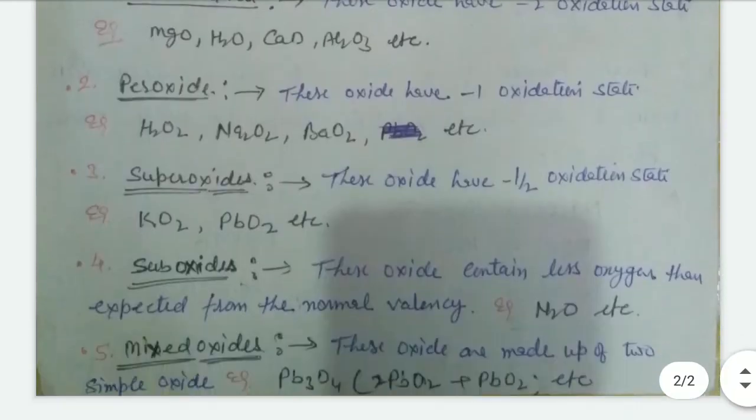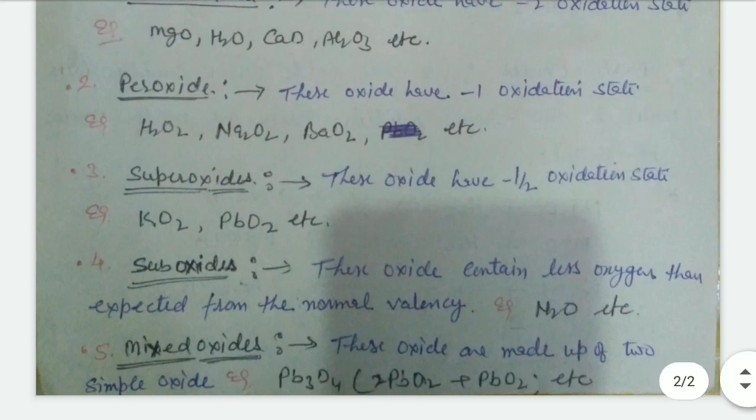And these are superoxides. Those oxides have a -1/2 oxidation state, like potassium superoxide. These are some common examples of superoxides. And another is suboxide. These oxides contain less oxygen than expected from the normal value, and are called suboxides, like nitrous oxide N2O.